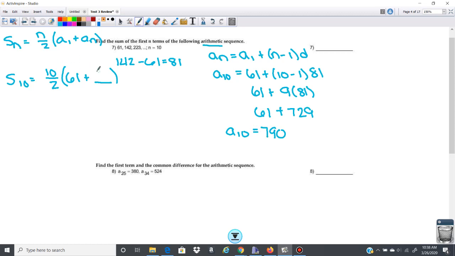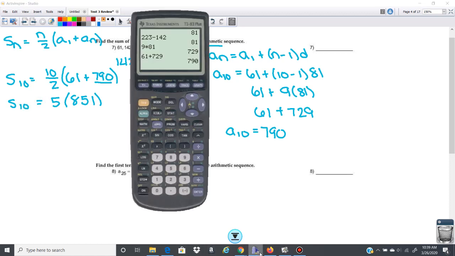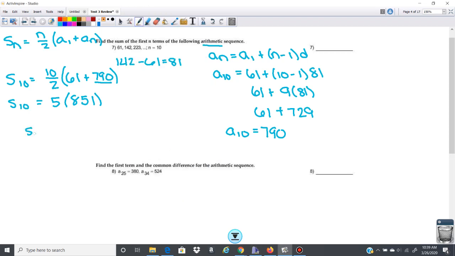We're going to plug that in right here, and then do our formula. This is going to be 61 plus 790, which is 851. Then 10 over 2 is 5. So the sum of our first 10 terms is 5 times 851, which is 4,225. That is the sum of the first 10 terms of this sequence.